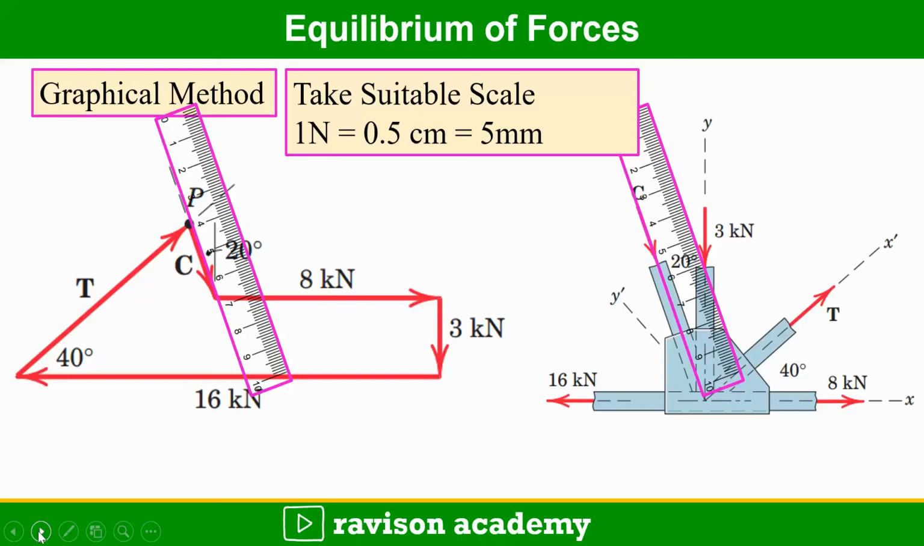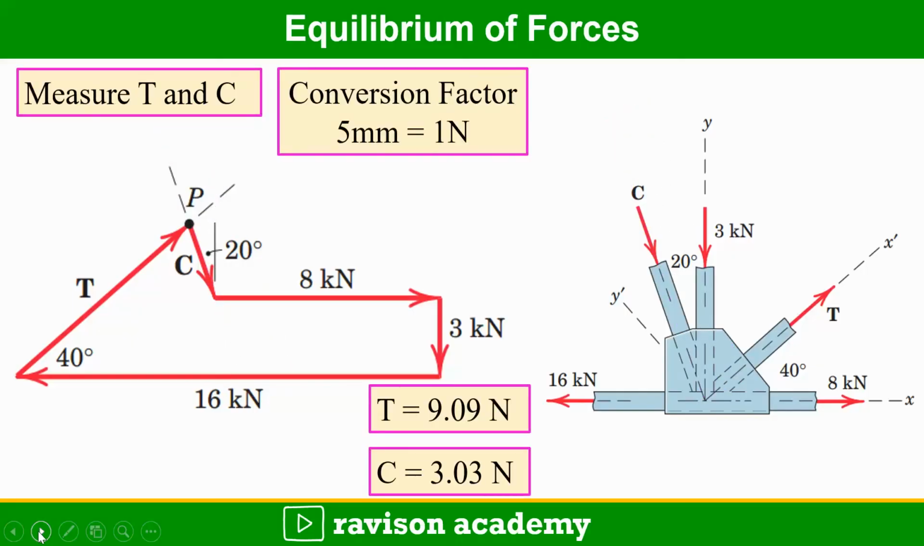And after that, measure T and C and convert 5 mm as 1 kilonewton. On measuring and converting, we will be getting T as 9.09 kilonewton and C as 3.0 kilonewton.